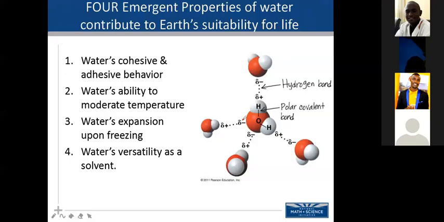Okay. So the first property of water that we'll look at is the cohesive and adhesive behavior. Then the next is water's ability to moderate temperature. Then the expansion upon freezing and water's versatility as a solvent. Okay, so water is versatile, simply means you can use it for different solvents.